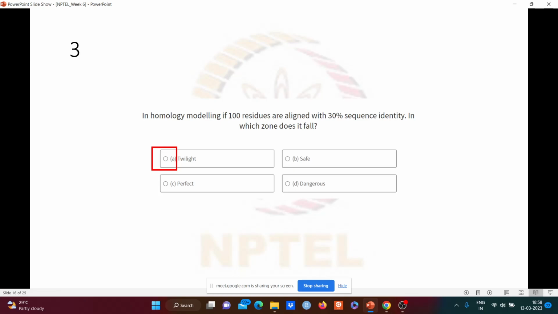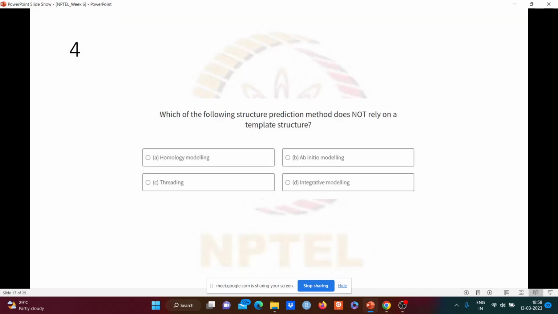So at this level of sequence identity, the structure of the protein is likely to differ significantly from that of the template protein. So this can make it challenging to accurately predict the folding and packing of the target protein. Okay, let's go on to the next question. We are doing the fourth question now. Which of the following structure prediction methods does not rely on a template structure?